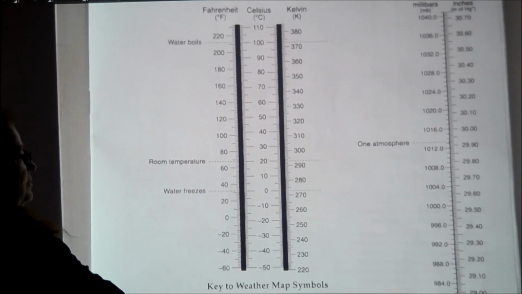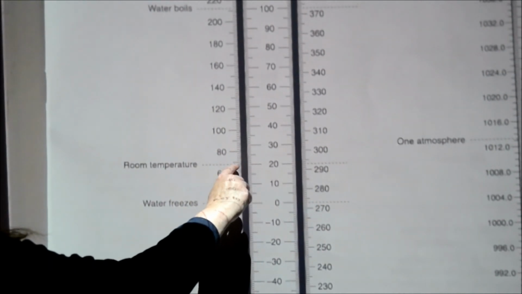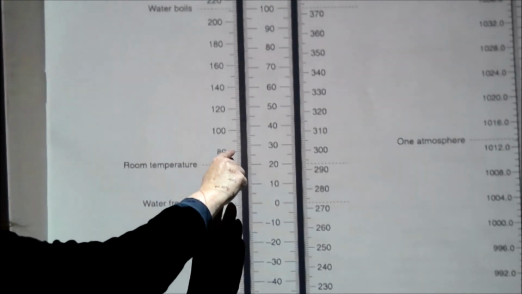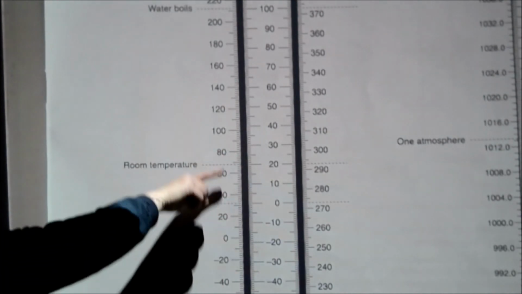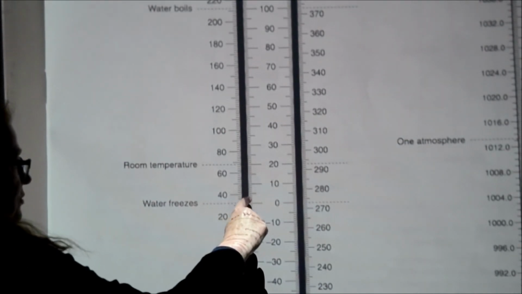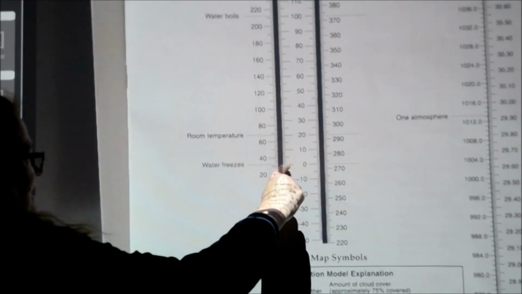So if I'm looking at Fahrenheit to Celsius, over here on the Fahrenheit side, each of the tiny little lines is going up by 2. So that's 60, 62, 64, 66, 68, 70, 72, 74, 76, 78, 80. Each little line is going up by 2, whereas in Celsius, each line is going up by 1. So 0, 1, 2, 3, 4, 5, 6, 7, 8, 9, 10.